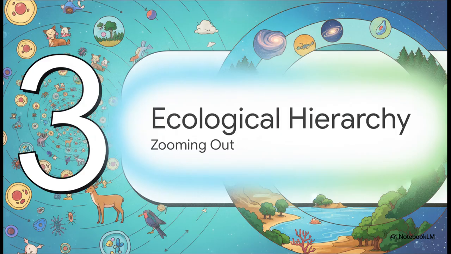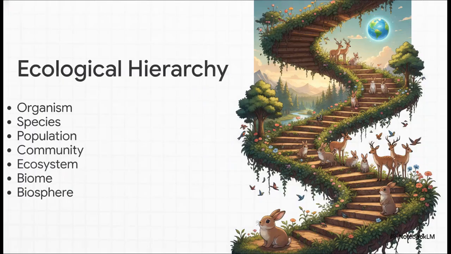Which brings us perfectly to part 3, the ecological hierarchy. Let's see how this all builds as we zoom out to view the grand scale of life. Think of biological organization like a giant logical ladder. You start at the very bottom with a single organism, the basic unit. When related organisms can breed, they form a species. Members of that species living in the same place at the same time, that's a population.